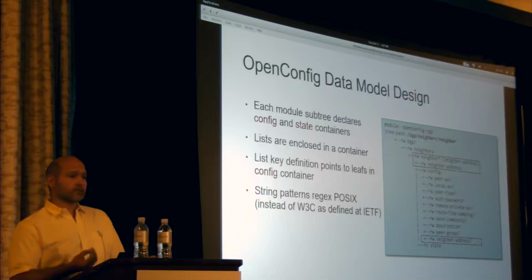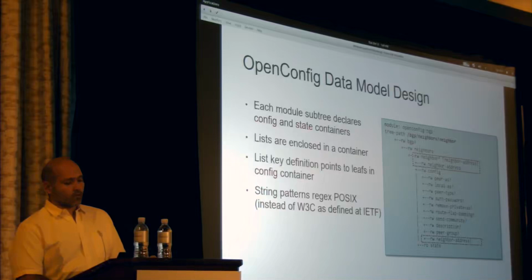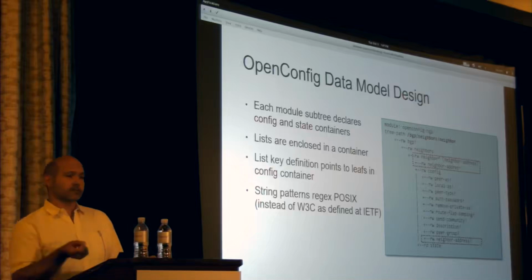But the neighbor address is actually a piece of configuration. And in the design approach taken by OpenConfig, the neighbor address is a piece of the configuration. So you're going to see that the neighbor address actually happens under the config container, okay? So what the OpenConfig models do is that the key is defined under the config container, and the neighbor address that acts as a key is a reference to that data that is inside the container, okay?